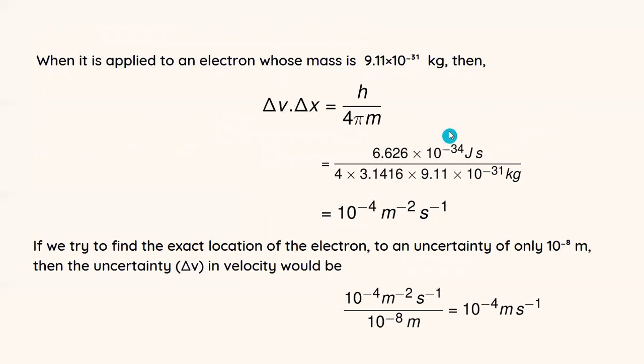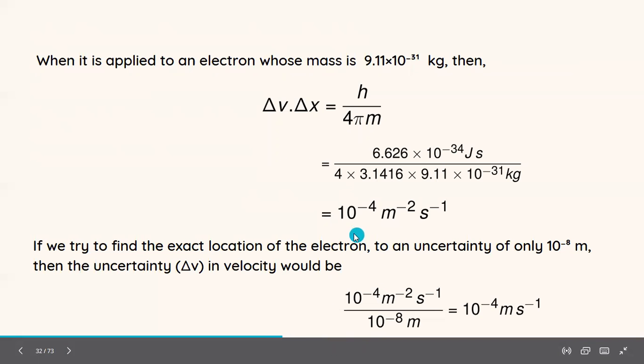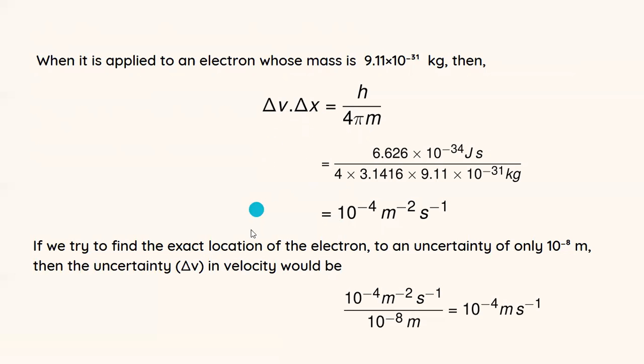However, when we apply it for an electron whose mass is 9.11 into 10 to the power minus 31 kilograms, then the product of the uncertainties in position and velocity is 10 to the power minus 4 meters squared per second. If you notice, 10 to the power minus 4 is obviously higher than 10 to the power minus 28, which means there is a lot of uncertainty in the product of these two values.